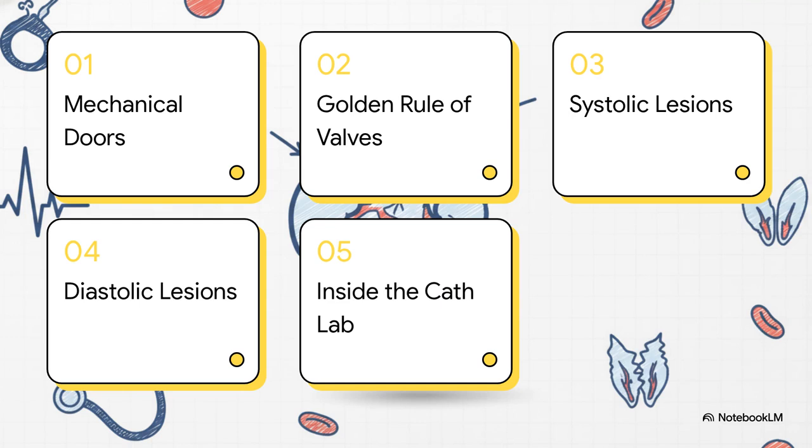Okay, let's dive into this. We've got 5 key steps on the agenda today. We'll start with the heart's mechanical doors, then hit the golden rule of valves, break down systolic lesions, move on to diastolic lesions, and finally take a trip inside the cath lab.